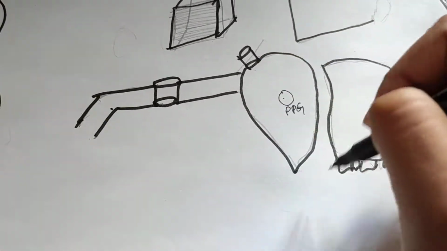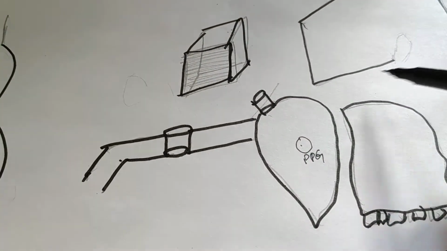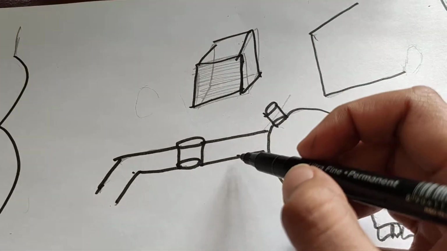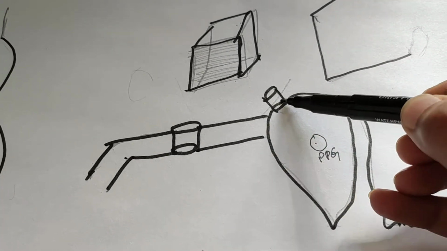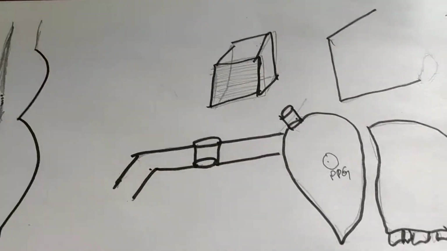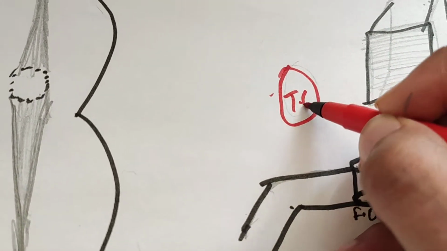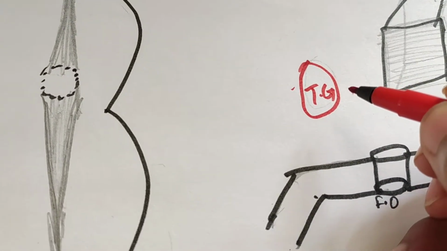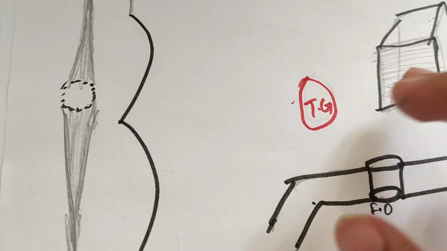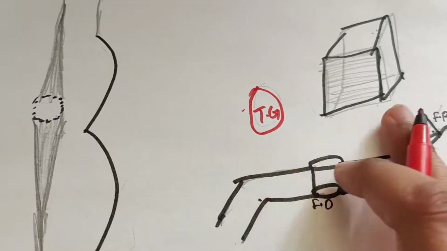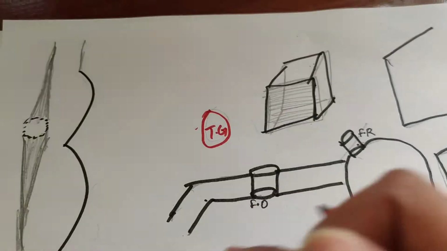This is the pterygopalatine fossa. This is the maxilla. This is the orbit. And this is the foramen ovale. This is the foramen rotundum. Here there is a trigeminal ganglion, which is a sensory ganglion, sitting on the petrous part of the temporal bone. This is the petrous part of the temporal bone, in the middle cranial fossa.